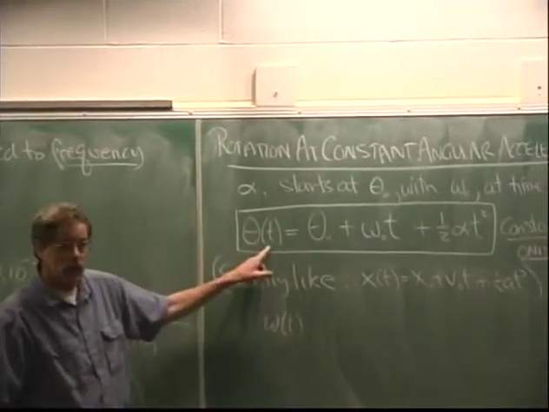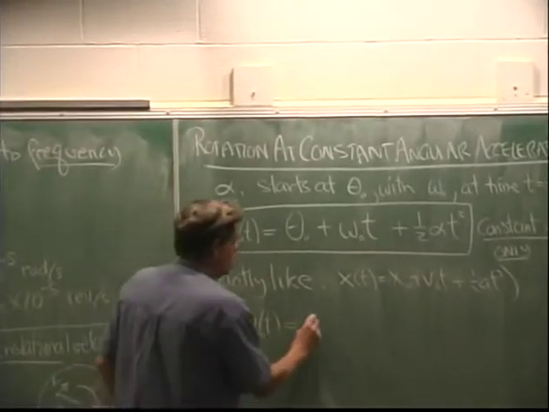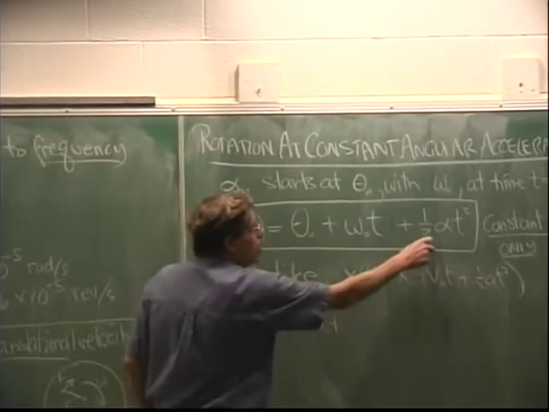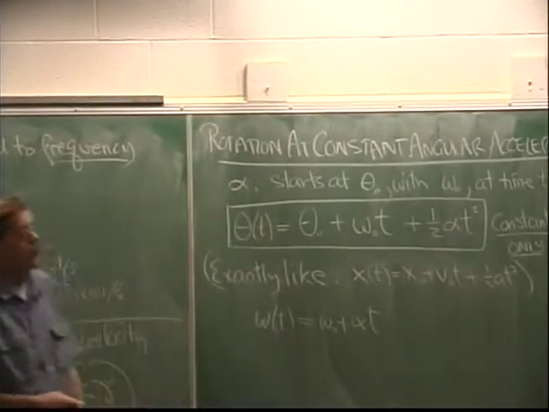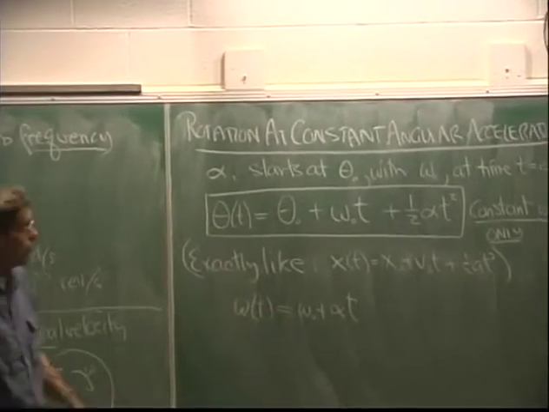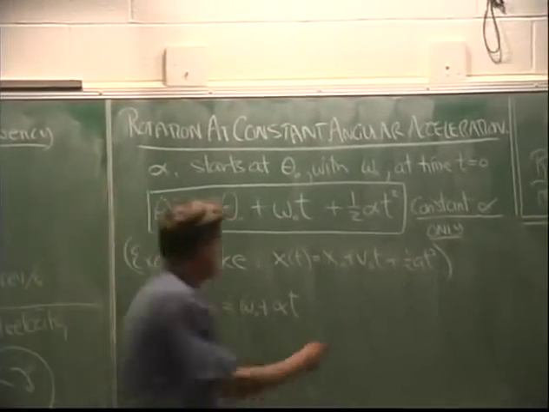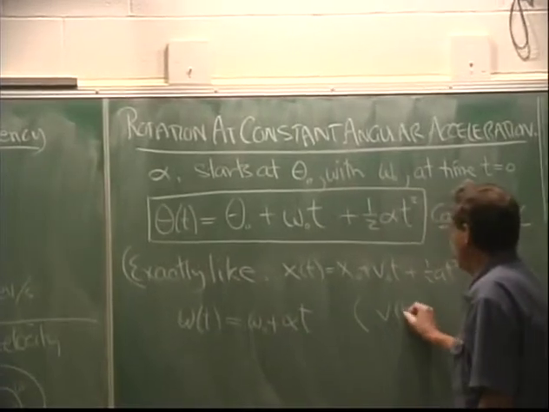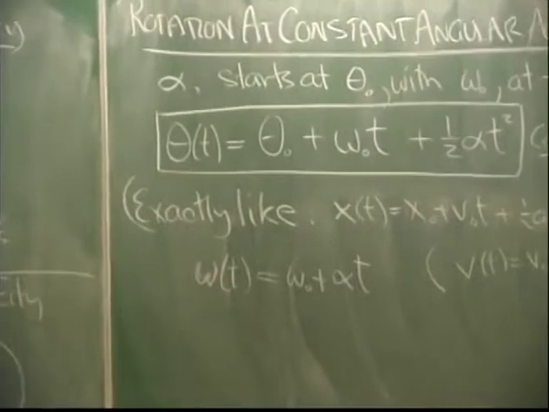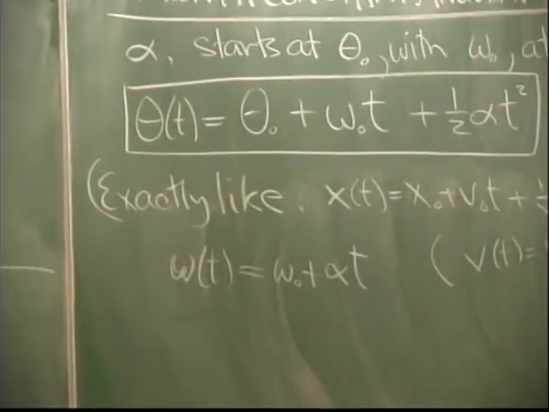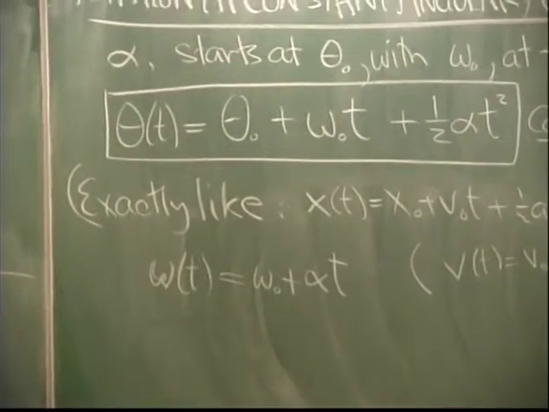What would the angular velocity as a function of time be in the case of constant acceleration? I could get it by differentiating this, of course. It would give me omega 0 plus alpha times t. Differentiating with respect to t, I get 2 times half alpha t, which is alpha t. This is exactly like the old formula: v of t equals v0 plus at, if you were going at constant translational acceleration.